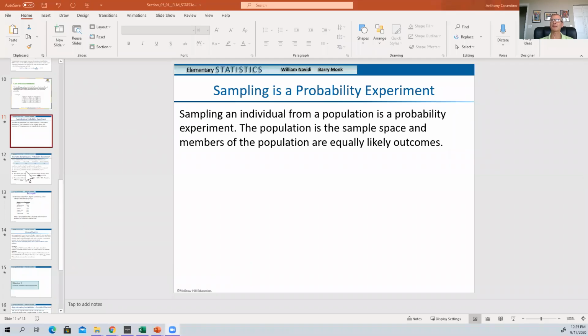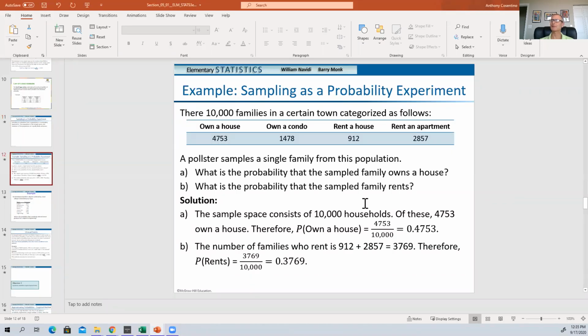Hello, class. This will be the second part of the recorded lecture for section 5.1. And we're going to talk about calculation of probabilities now using data. And that's where the statistics part comes in. They call this a probability experiment, but it's actually collecting data. I'll show you one example using the PowerPoint slide, and the second example using a spreadsheet.